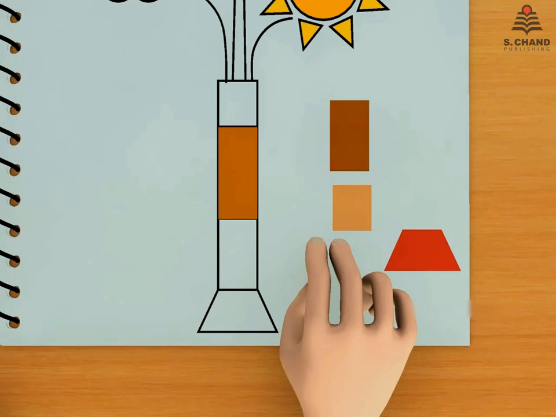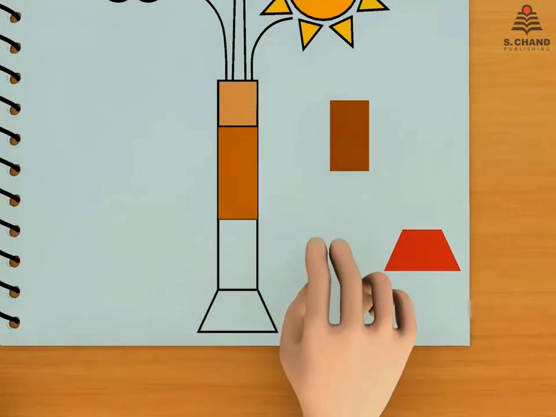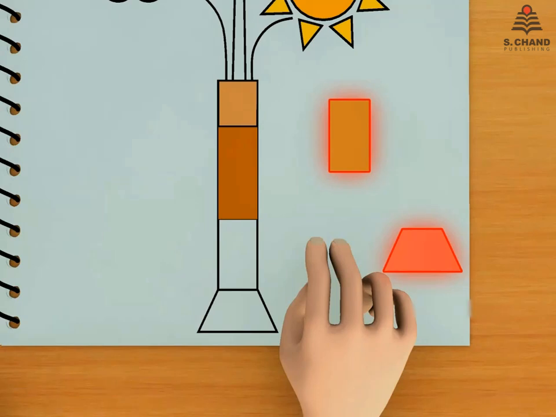Which rectangular part of the vase is similar with this cutout? The top part, the middle part, or the bottom part? The top part. That is correct. Now, only 2 cutouts are left, and they are of very different shapes. Can you find out which part of the vase they are symmetrical with?